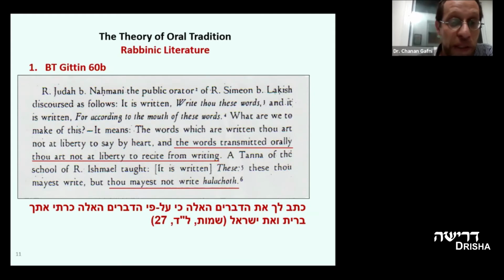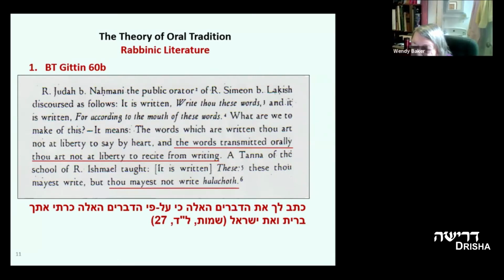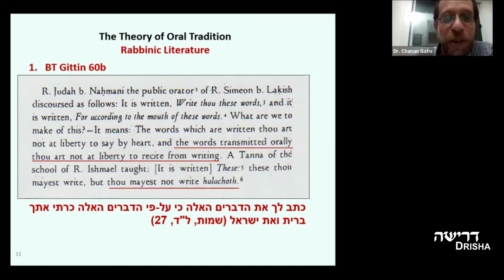But this text, for example, does not really tell us what's still missing here. What's the difference between them, and why is it so? Why do we need to keep this distinction going? Why can't we mix between these two types of traditions? Why can't we write the oral law?